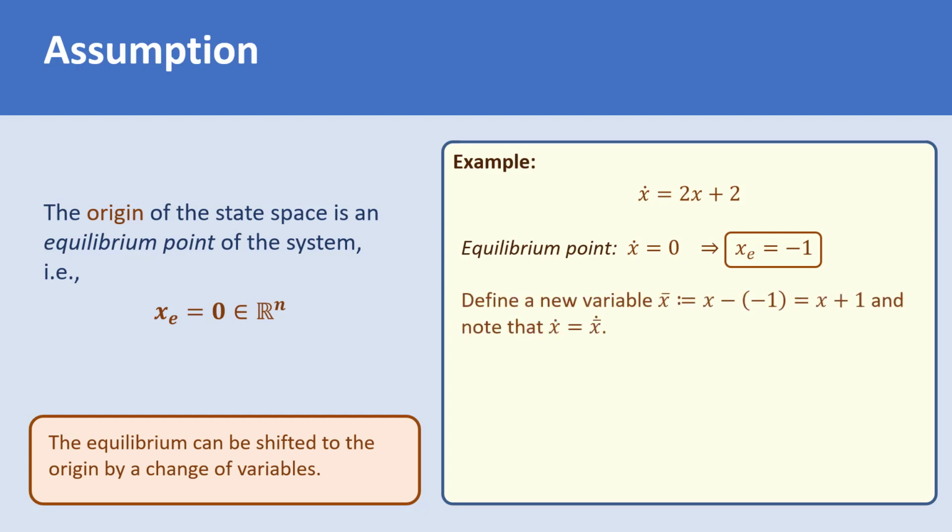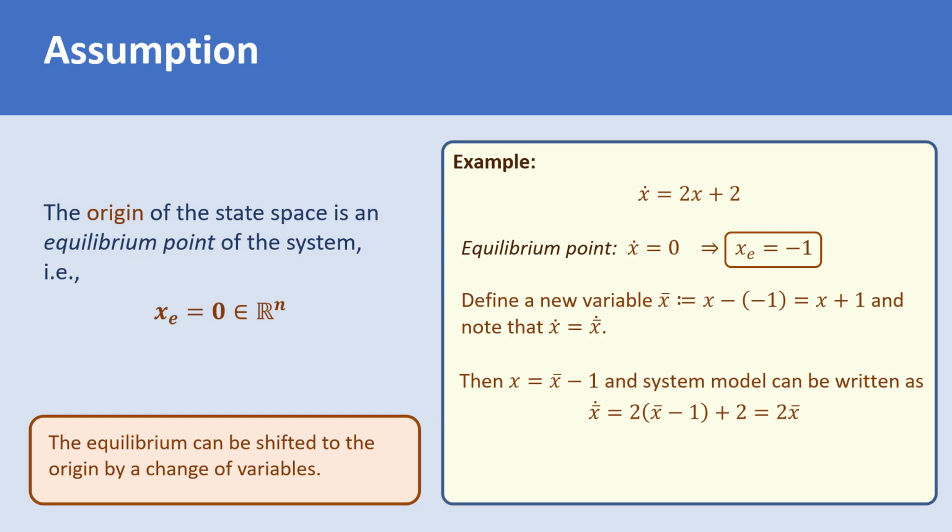We define a new variable x bar equals x plus 1. Notice that x dot equals x bar dot. Then by substituting x by x bar minus 1, we can rewrite the system model as x bar dot equals 2x bar. The equilibrium point of the new system is at the origin. This can be checked by setting x bar dot to be 0 and obtaining that the equilibrium in the x bar coordinates is at the origin, which is x bar e equals 0.